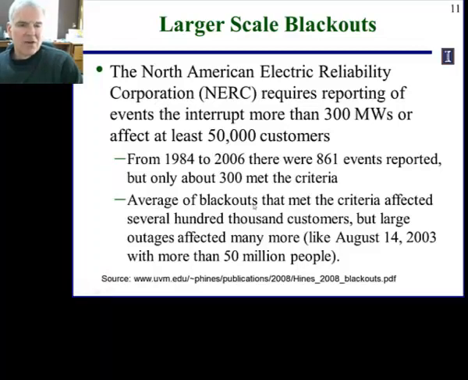Okay, so the average blackout that met the criteria affected several hundred thousand customers, but in going through the statistical analysis, there was quite a bit of variation. The minimum was 50,000. Large-scale outages, such as the one that we had on August 14, 2003, affected more than 50 million people. So you have quite a bit of variation in the size of the blackout.